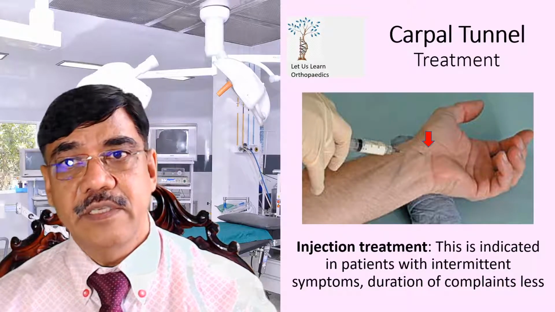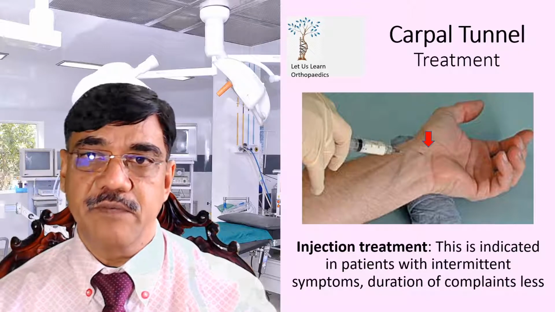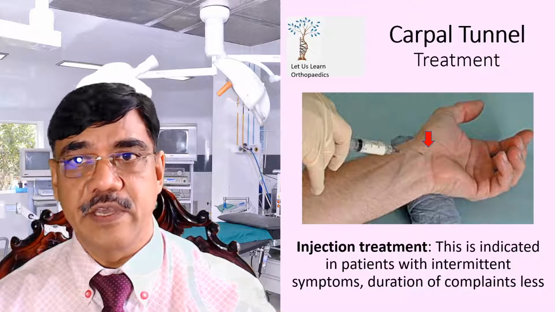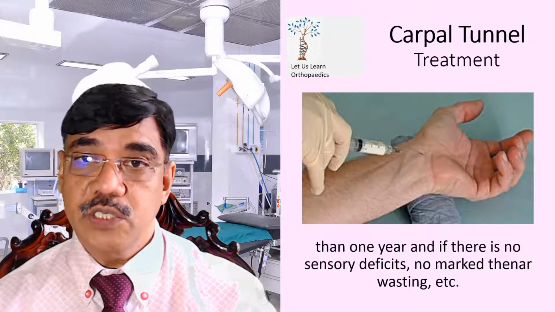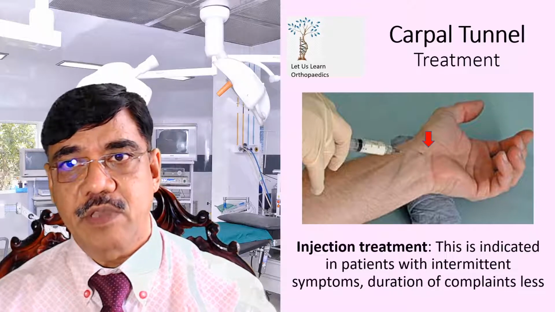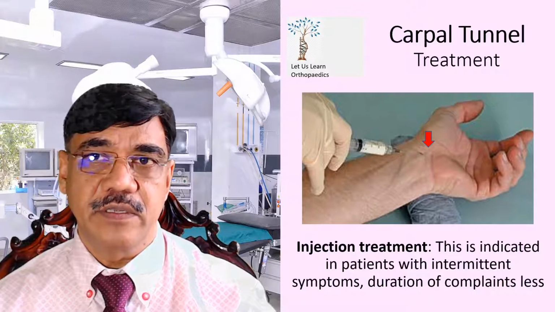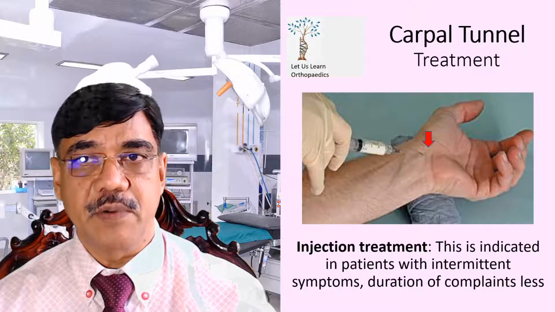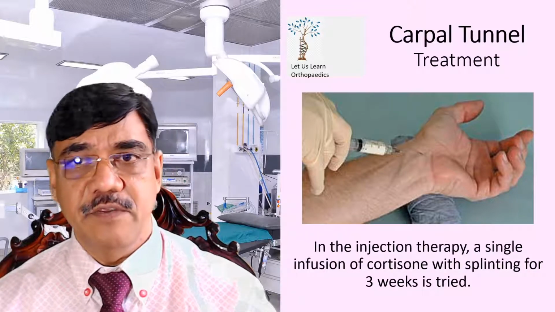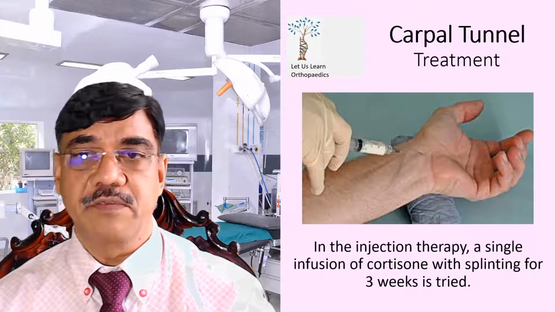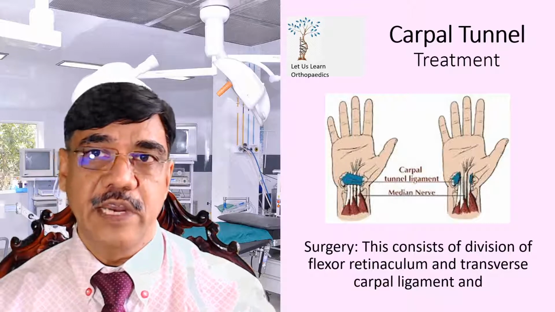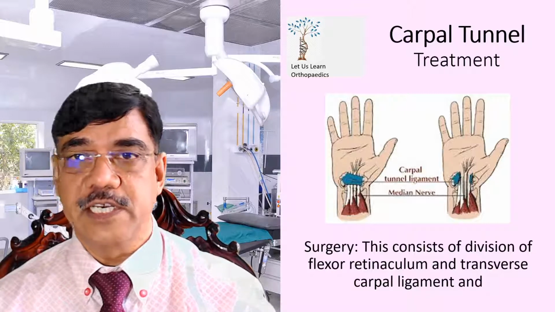And injection treatment is indicated in patients with intermittent symptoms, duration of complaint less than 1 year, and if there is no sensory deficit or no marked wasting. Now you can see here the red arrow showing how the injection is being given in the carpal tunnel itself. Now in the injection therapy, a single infusion of cortisone with splinting for 3 weeks is tried, and if still there is no relief, then one has to think of surgical treatment.